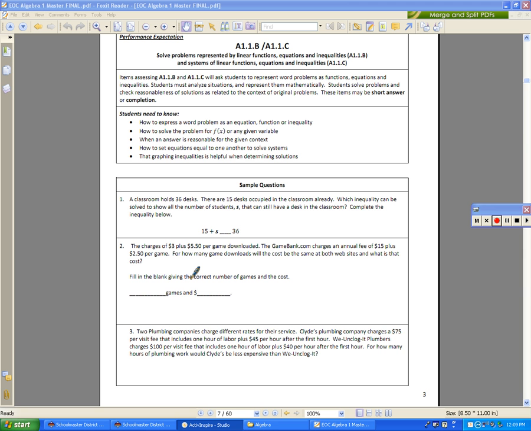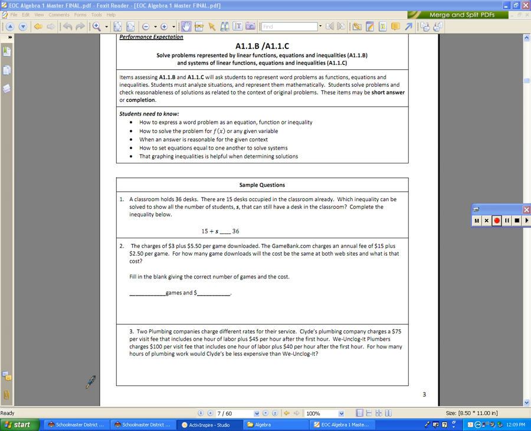All right, number 2, the charges of $3 plus $5.50 per game downloaded. The GameBank.com charges an annual fee of $15 plus $2.50 per game. For how many game downloads will the cost be the same at both? So there's something missing here. This is supposed to be a different thing. So they charge $3 plus $5.50 a game. They charge $15 plus $2.50 a game.